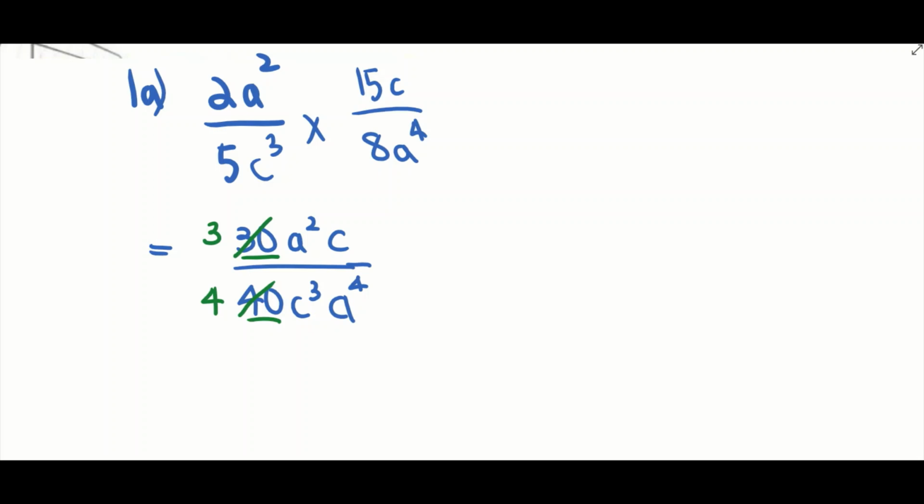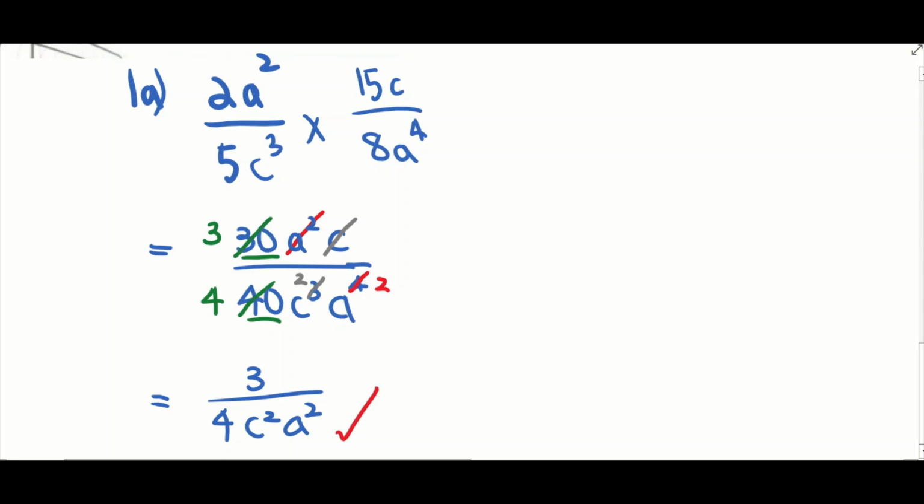How about my A and A? A square versus A power 4. So I can divide by A square. Divide by A square. Divide by A square. The bottom will have how many A? Power 2. Now back to my C. C divide by C cube. I can divide how many C's? Maximum 1 only. So I left C square. Right? Okay, now is to rewrite the final answer. This will be the answer.